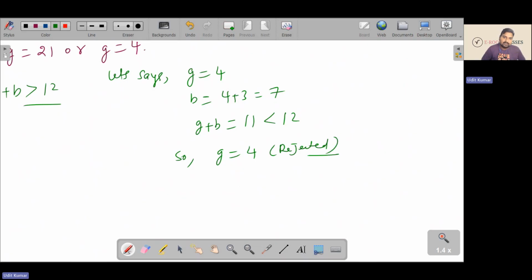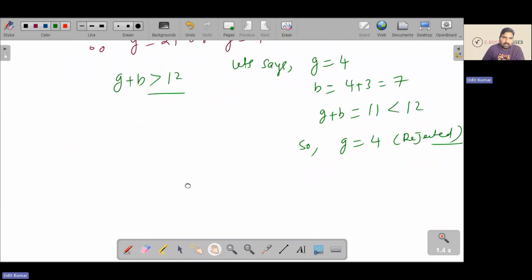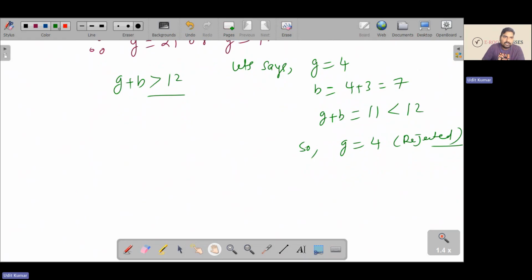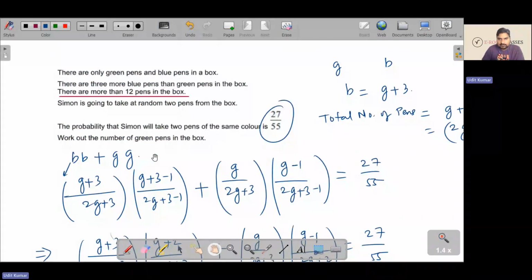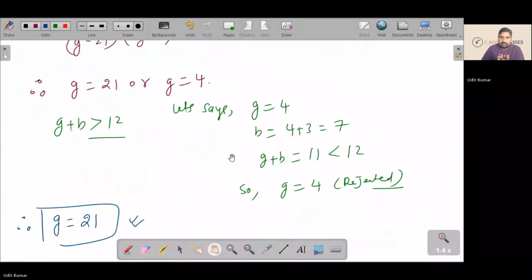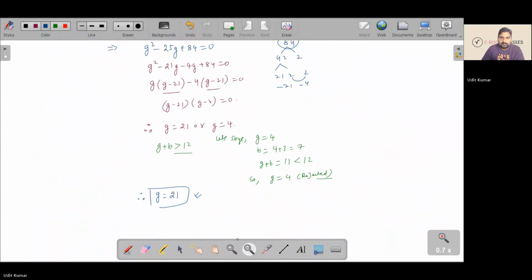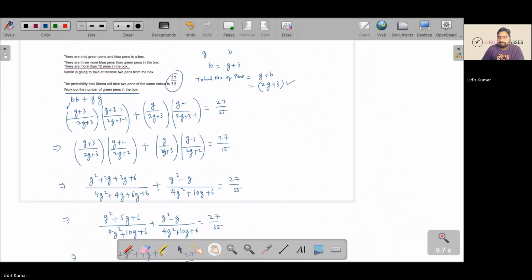So we'll reject it. Therefore, if you try to check g equals 21, which of course itself is greater than 12, right? Therefore, g equals 21 is the correct answer. So the number of green pens in the box is 21. So 21 is the correct answer to this question. Okay, this is the complete solution. Yeah. Thank you.